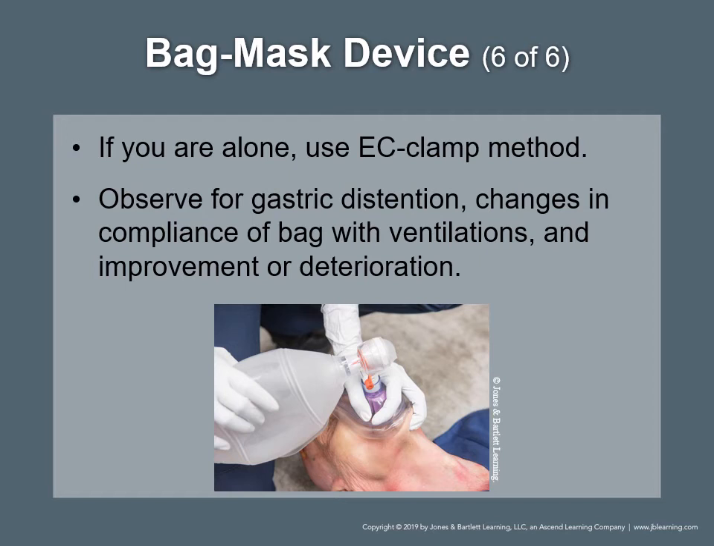Observe for gastric distension, changes in compliance of the bag with ventilations, and improvement or deterioration of the patient's condition. When using the bag mask device to assist ventilation, squeeze the bag as the patient breathes in. For the next 5 to 10 breaths, slowly adjust the rate and deliver tidal volume until the adequate minute volume is reached. Ventilation is not adequate if the patient's chest does not rise and fall with each ventilation, the rate of ventilation is too slow or too fast for the patient's age, or the heart rate does not return to normal. If the patient's stomach, rather than the chest, seems to be rising and falling, you should reposition the head.